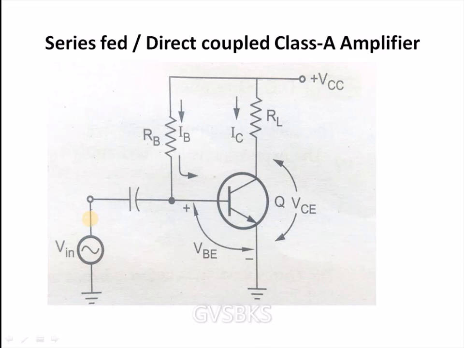Now we will see about the Class A series fed large signal amplifier. In a Class A series fed large signal or power amplifier, the circuit is similar to a fixed bias CE amplifier. So here RB provides the biasing and RL is the load resistor that is directly connected to the collector of the transistor. So here VIN is the AC input signal and VCC is the DC supply voltage.